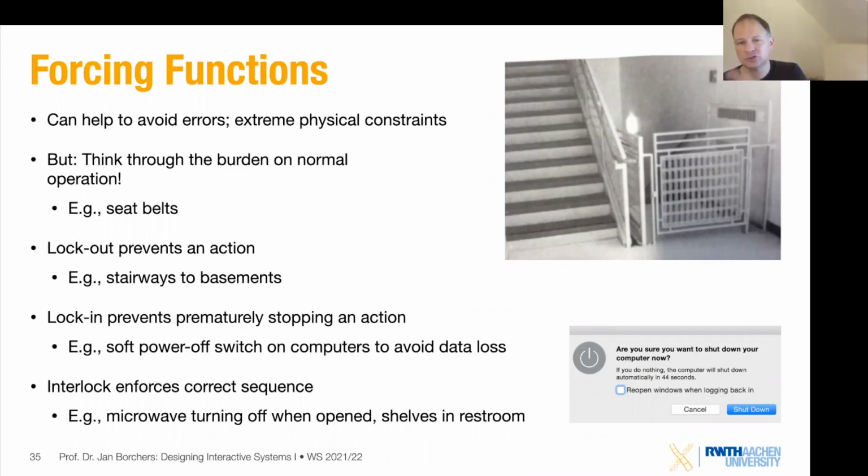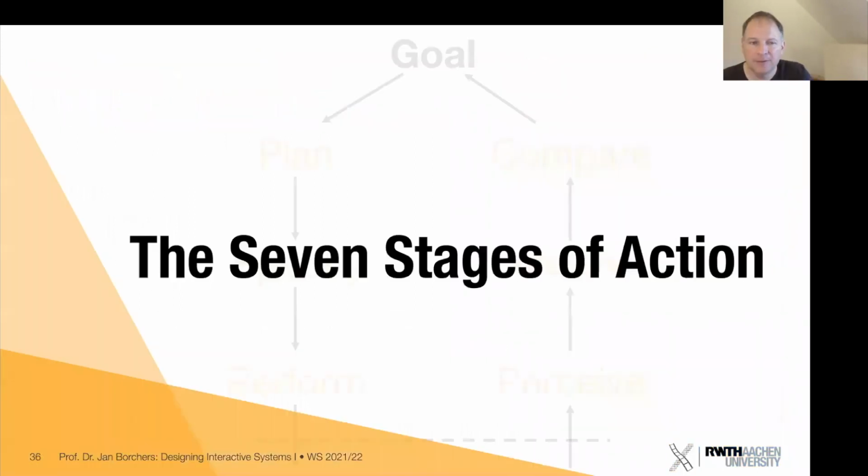All right, so that's constraints and the evil twin brother of affordances. And they're even worse, you know, bullying brute of a relative, the forcing functions, right? Now we get to the seven stages of action.